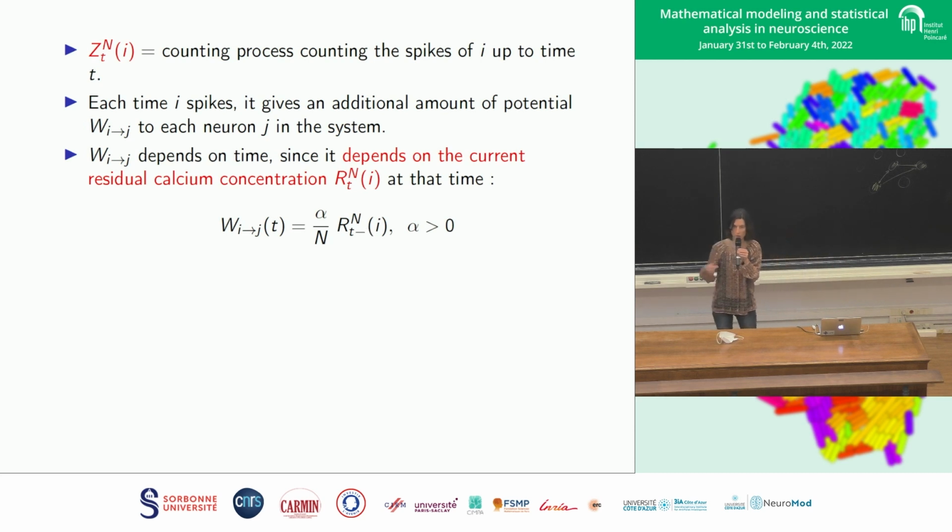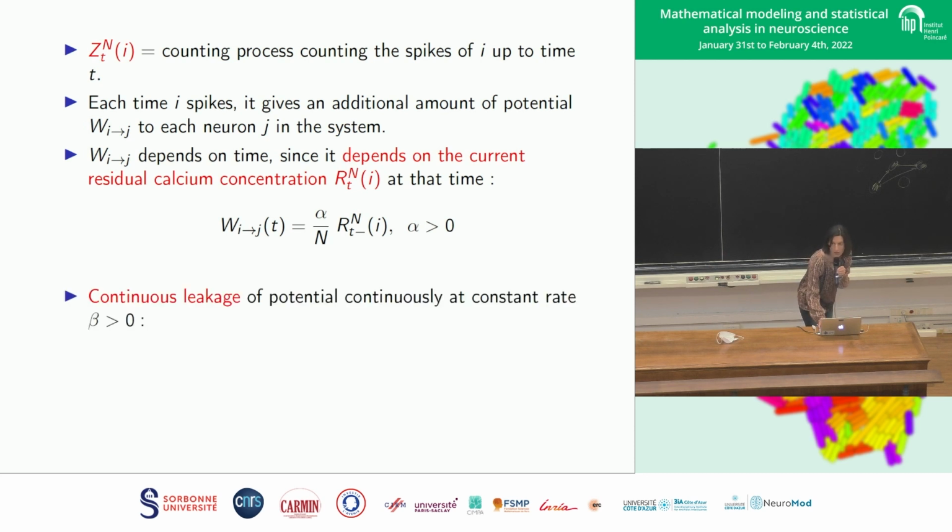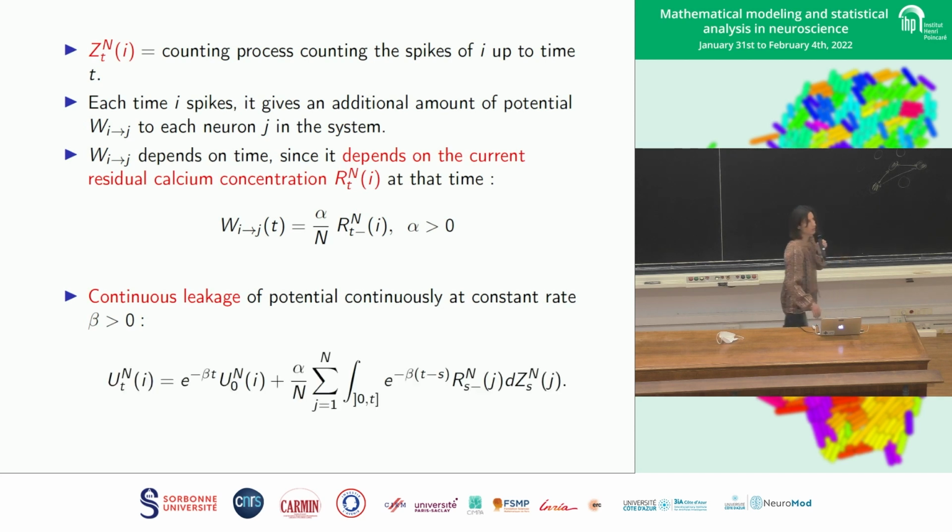Okay, so the synaptic rates are modulated by the current calcium concentration of the synapse, of the given neuron, which is I. And then in between successive spikes, there is a continuous leakage of the membrane potential as usual, such that you get an equation of this type.